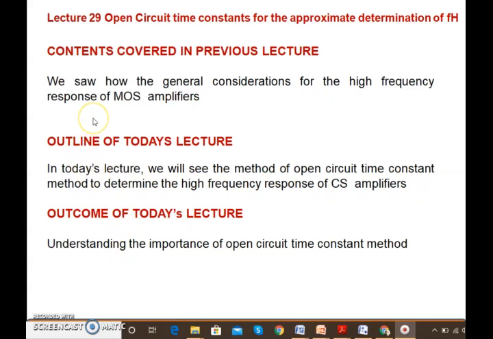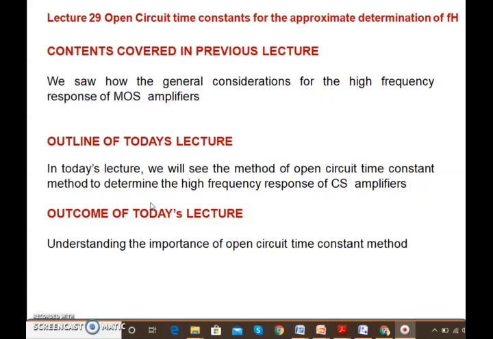In the previous lecture, we try to get the information with respect to the high frequency general considerations that should be taken into account whenever we try to figure out the upper cutoff frequency with respect to MOS amplifiers. And in today's lecture, we are going to move further, and we are going to use a method known as open circuit time constant method in determining the high frequency response of a common source amplifier configuration.